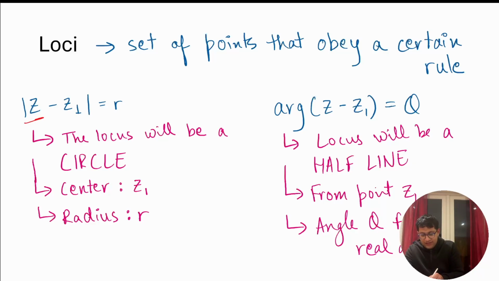Anything that's in the form of modulus of z minus z1, where z1 is your actual complex number, right? We'll see examples of this. Equals r will be a circle. The other loci you get is going to be lines. How do you know if it's a line or a half line specifically? When you have the argument given. The argument of z minus a complex number is theta.